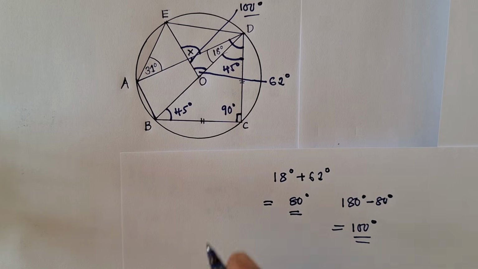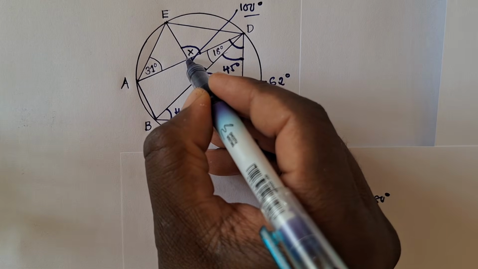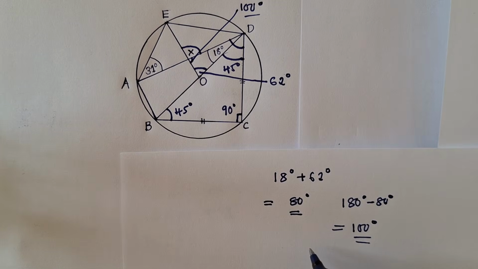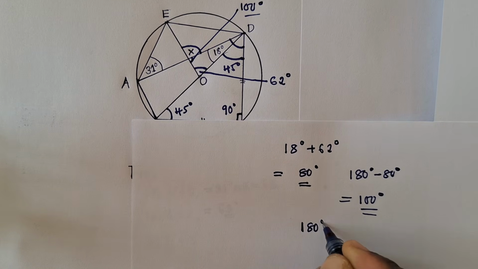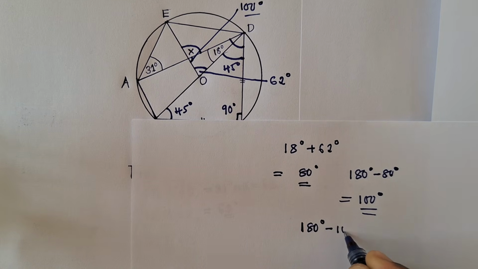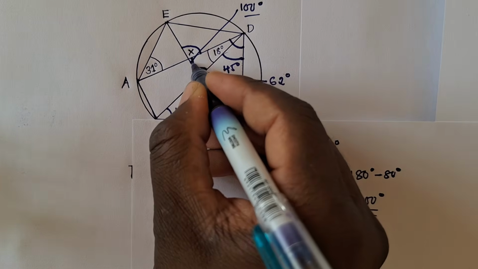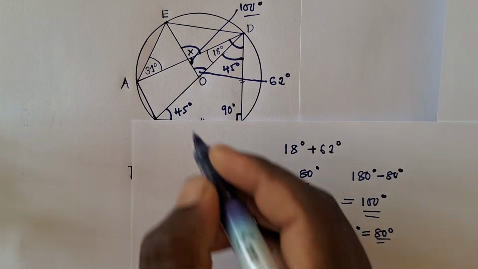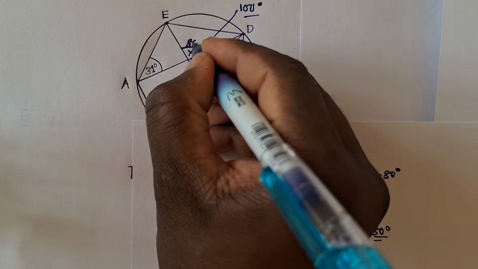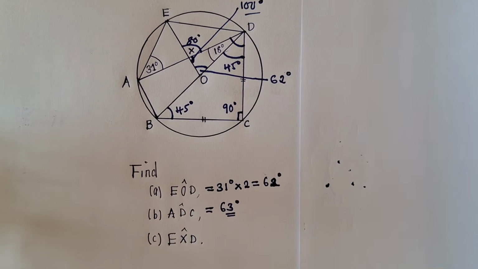Now to find the angle that we are looking for this side, we're going to use property of a straight line by simply saying 180 degrees minus 100 degrees, which is the angle right here, and this is going to give us what? 80 degrees, meaning the angle here is 80 degrees. That's the angle we're looking for.